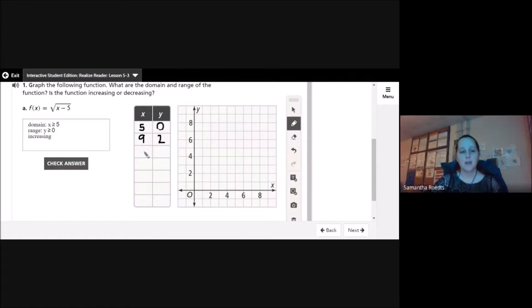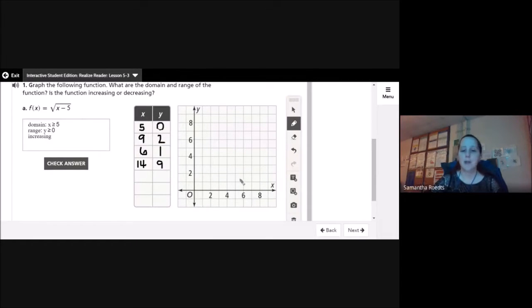Let's see. 3 doesn't work. 5 we already did. 6 is 1. 7 would give me 2. 8 gives me 3. 9 gives me 4. 10 gives me 5. 11 gives me 6. 12 is 7. 13 is 8. 14 is 9.